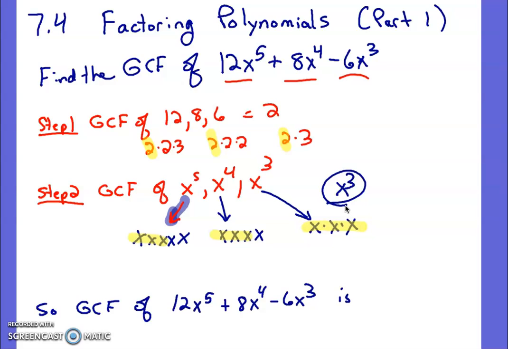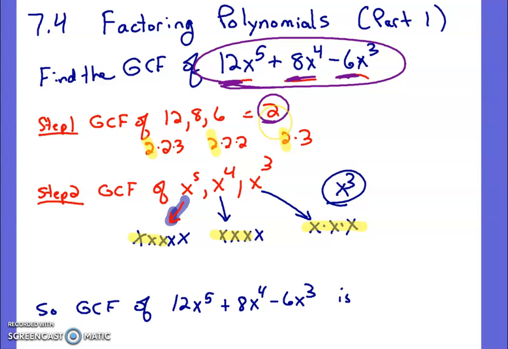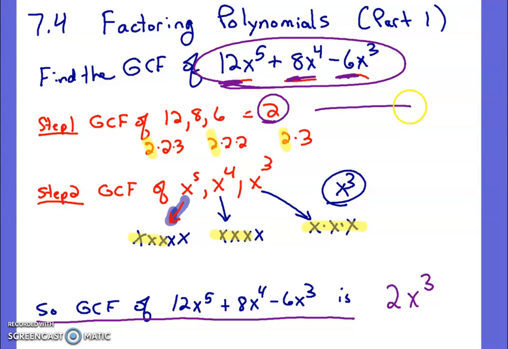So if I wanted to find the GCF of this polynomial, the first step is to look at all the numbers: 12, 8, and 6. I found the greatest common factor between just the numbers, which is 2. The second step is to look at the variables and find the greatest common factor between those, which happens to be x cubed. So to answer the question, what is the GCF of that trinomial, that polynomial? It's 2x cubed. I took the 2 from the numbers and the x cubed, so the greatest common factor is 2x cubed.